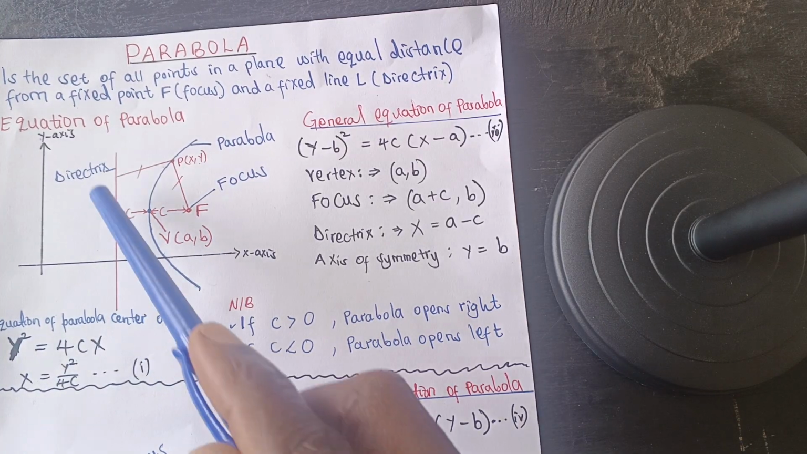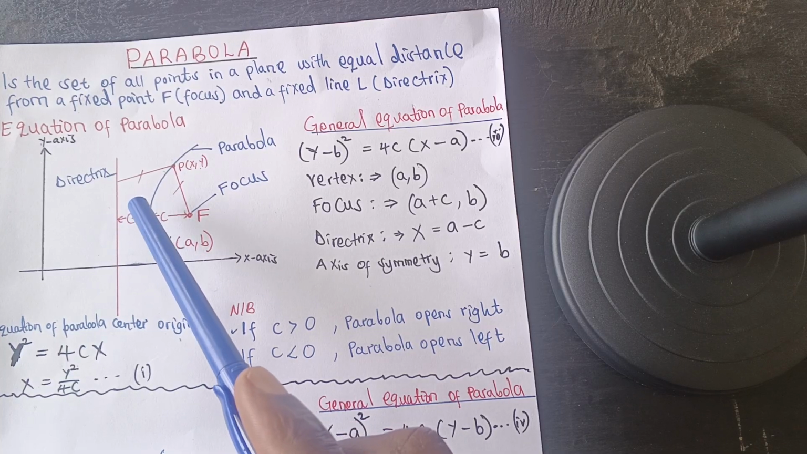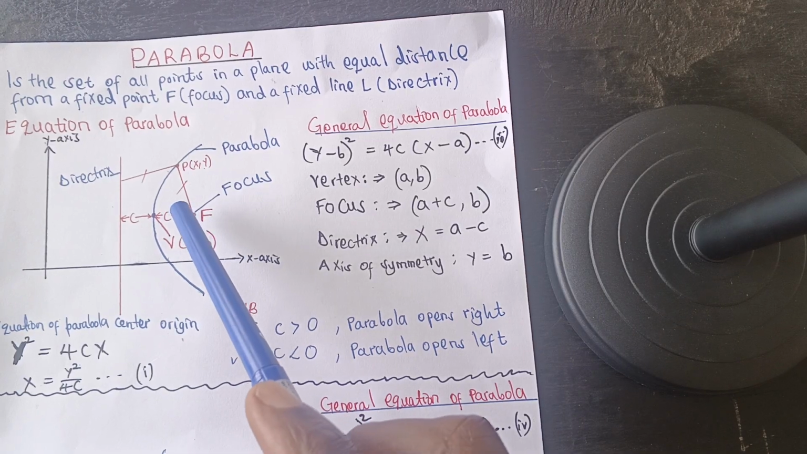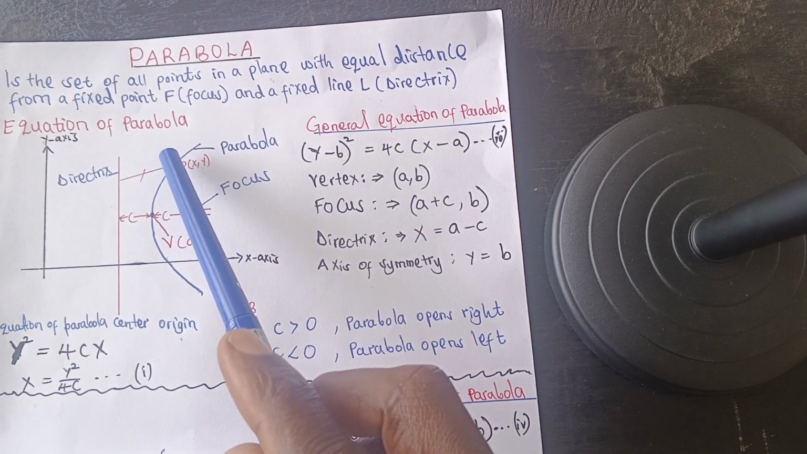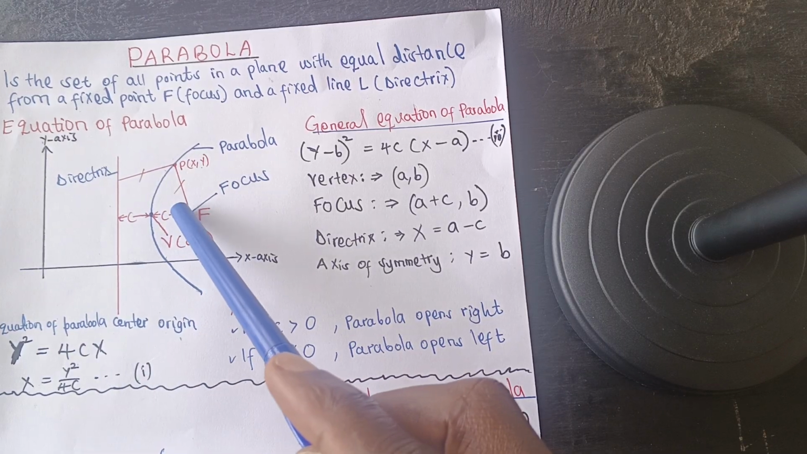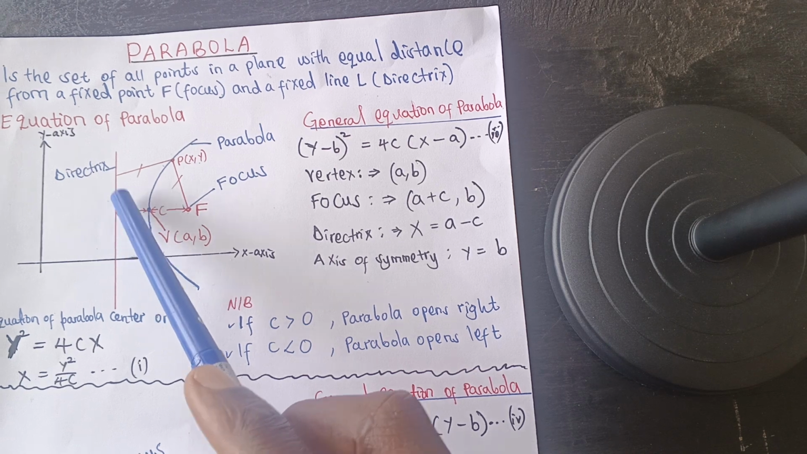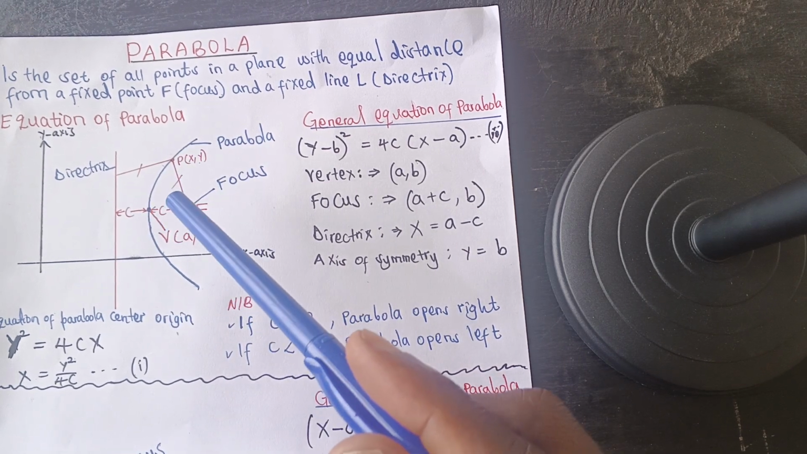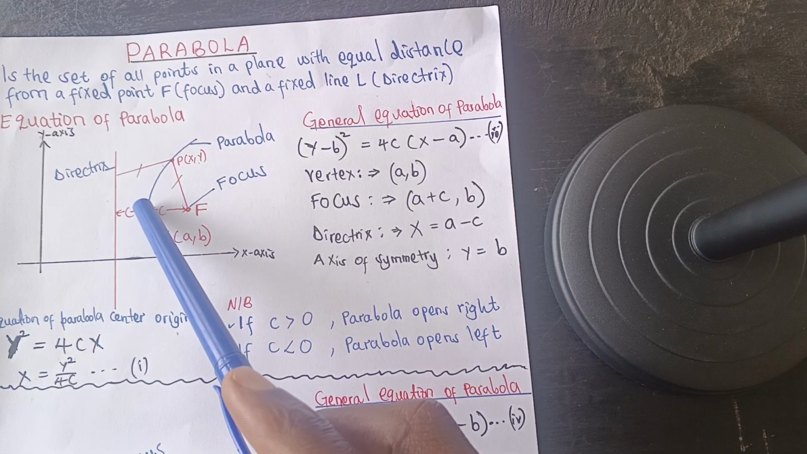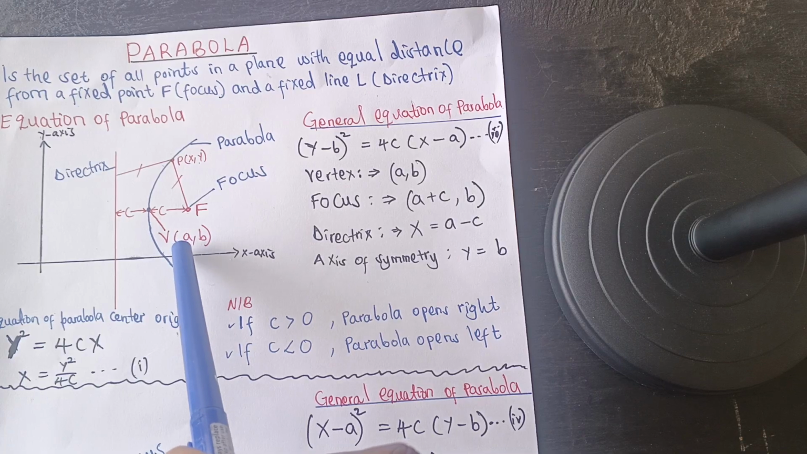So this line is called the directrix. Before the directrix there's always the parabola, and from the parabola there's always the focus. The distance from the focus to the parabola is the same as the distance from the parabola to the directrix. Every point, even if you move from here to here, is the same as if you move from the parabola to the directrix. Also, you should know that the point from the parabola to the focus is called the vertex. This point is the vertex, and here we indicated it as A and B.